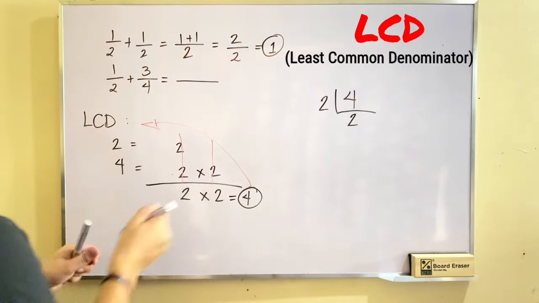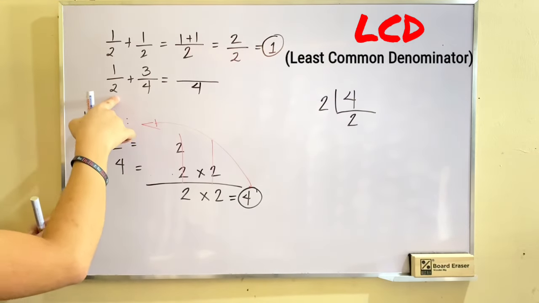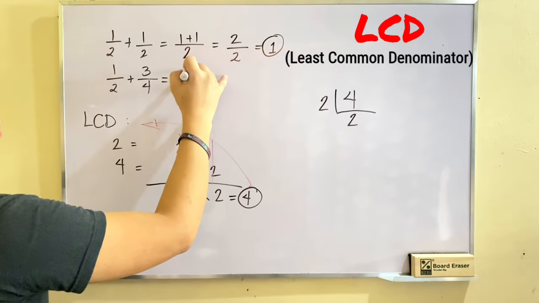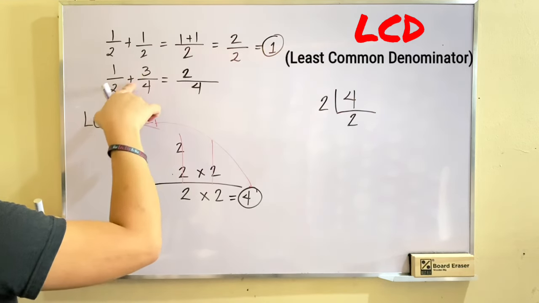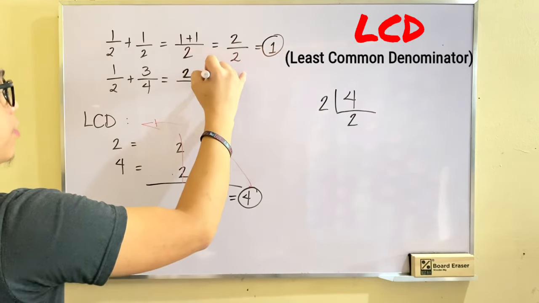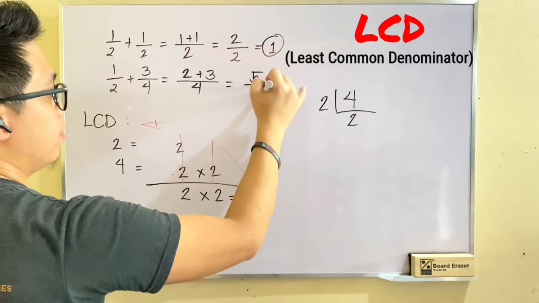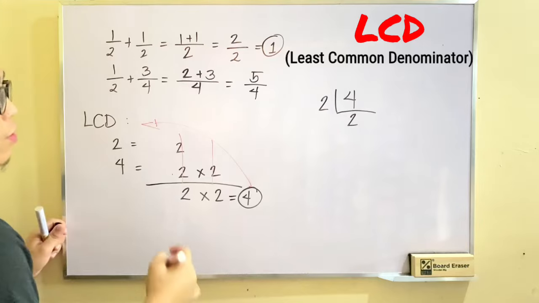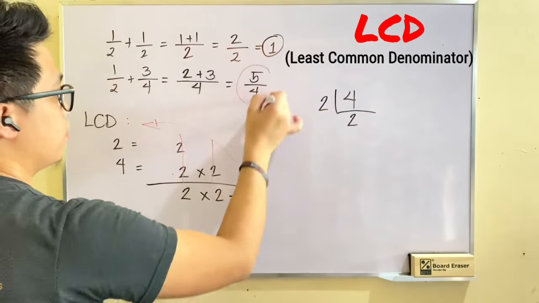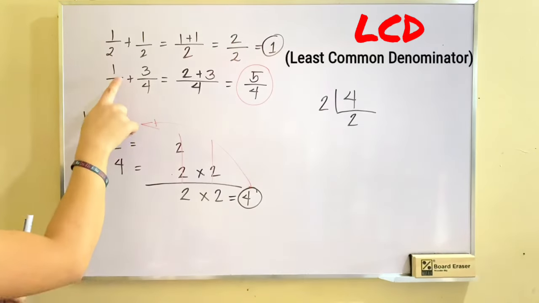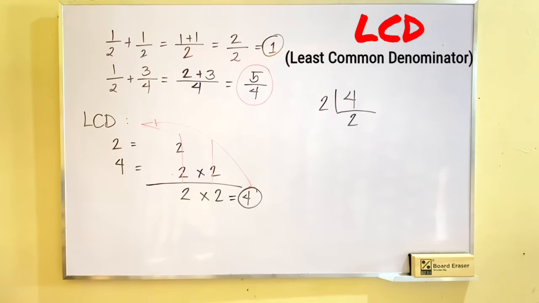Okay? So, kung 4 divided by 2 is 2 times 1, so 2. 4 divided by 4 is 1 times positive 3 is positive 3. So, 2 plus 3 is 5 over 4. So, 5 divided by 4. So, pwede na lang nating iwan siyang ganyan. So, therefore, ang sagot sa 1/2 plus 3/4 is 5 over 4.